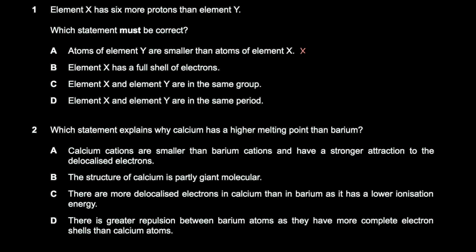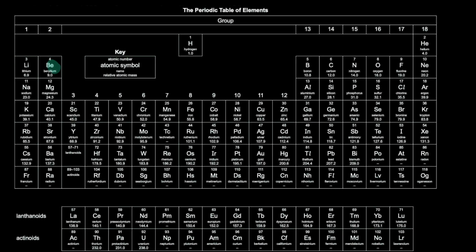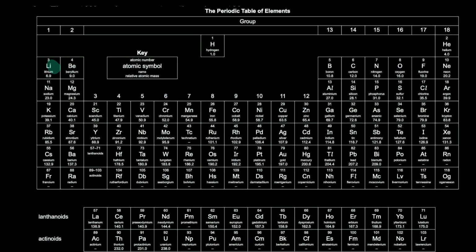Now, statement B says element X has a full shell of electrons. So over here, B is the answer. The reason why is because again, element X has 6 more protons than element Y. Now let's say element Y was hydrogen. If element Y was hydrogen, then element X would have 6 more protons. So that would be 1 plus 6, so that's 7. That would be nitrogen. Nitrogen does have a full shell of electrons. Nitrogen has one full shell of electrons. That's the first shell.